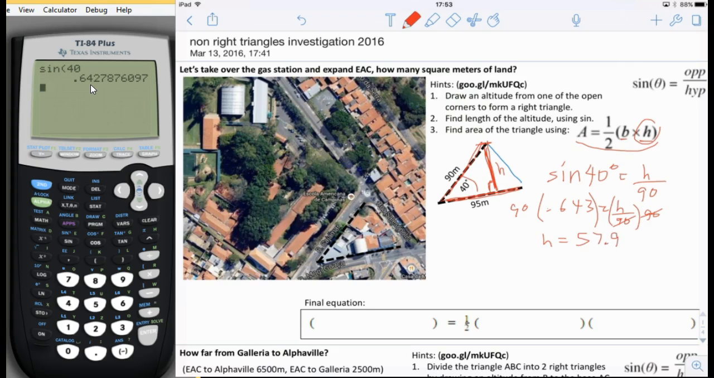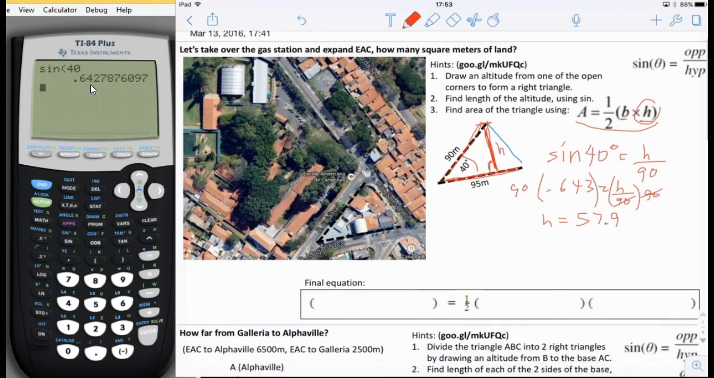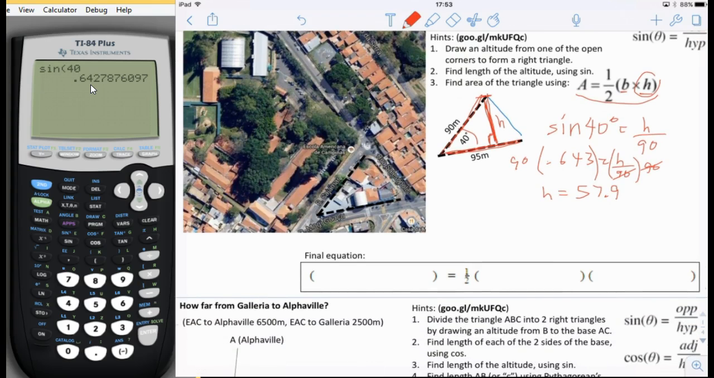And so now I can fill this in here, because now I know that the area equals 1/2 base times height, and the base we chose in this case is 95 meters. Oops, I forgot to draw the 1/2. So 1/2 times 95 meters times the height, which is 58. And so that's the area of this piece of land. So we could write it down here.